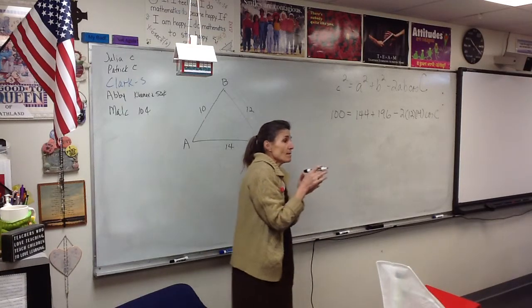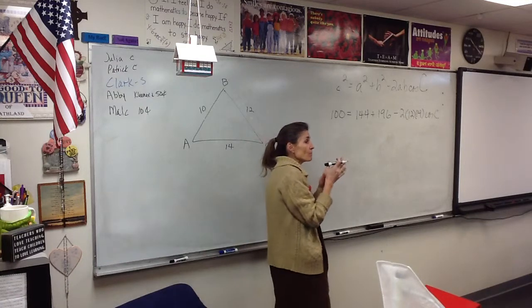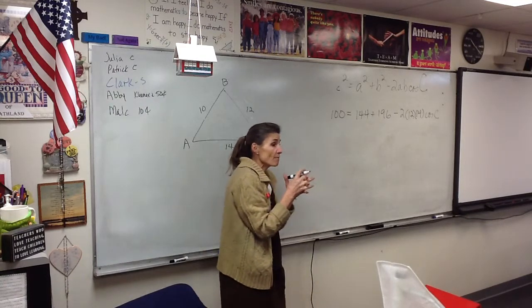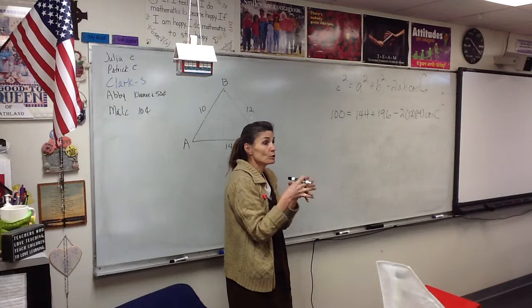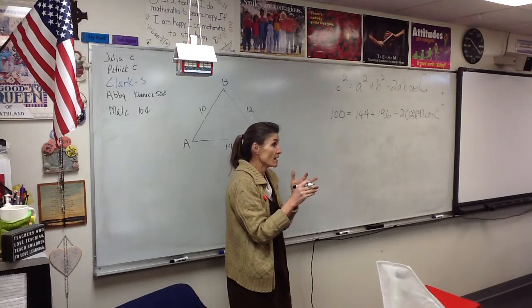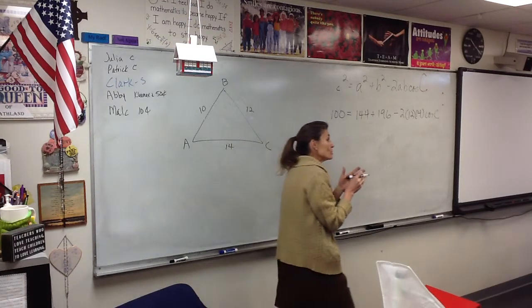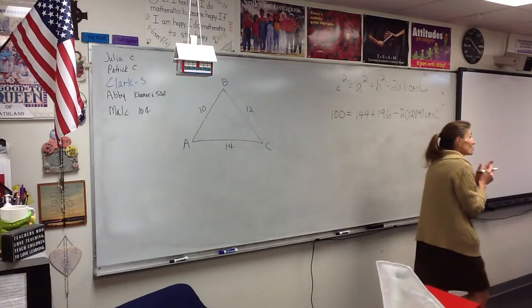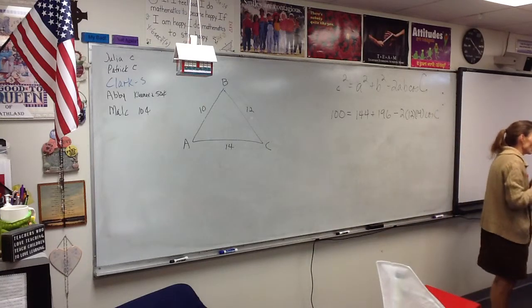I want to make a point I haven't made yet. If it's solvable, every triangle will be solvable using either the law of sines or the law of cosines. So as soon as you know that the law of sines won't work, then you're going to use the law of cosines. It will work every time.